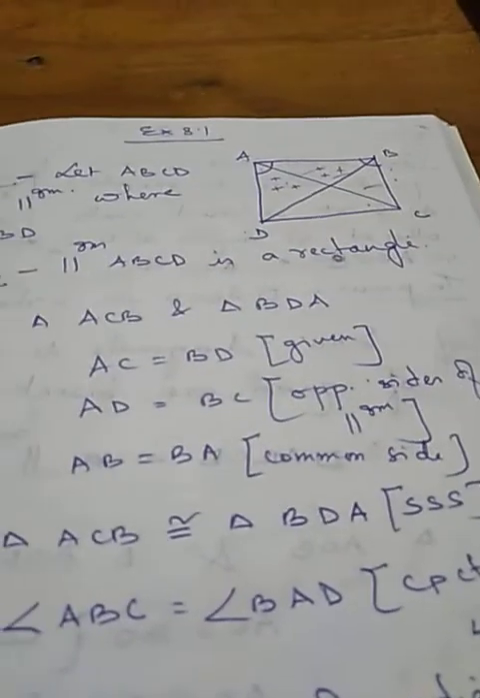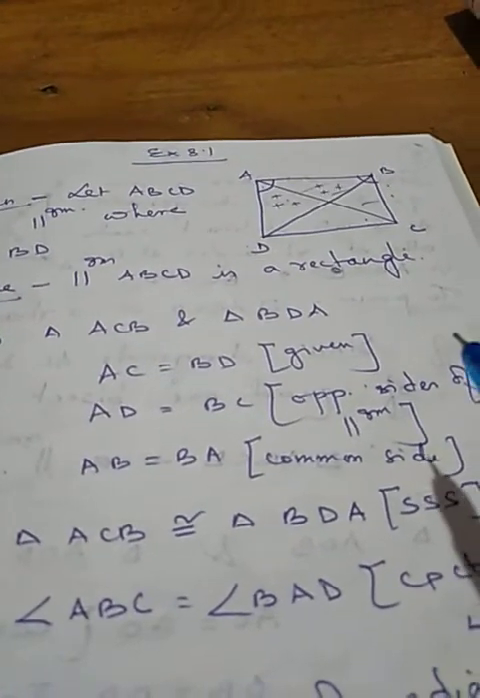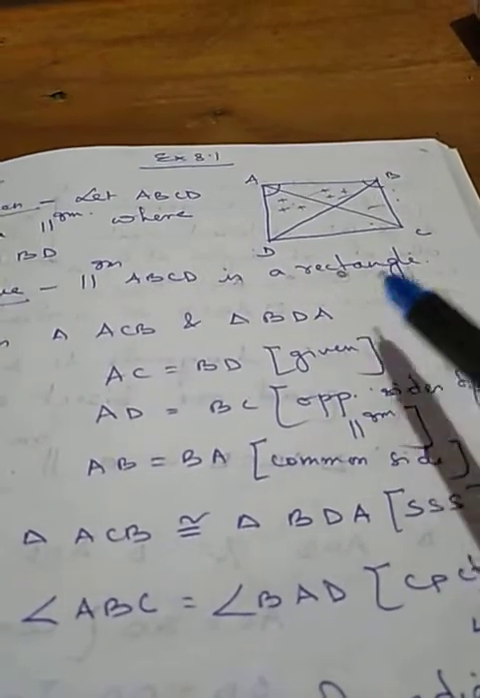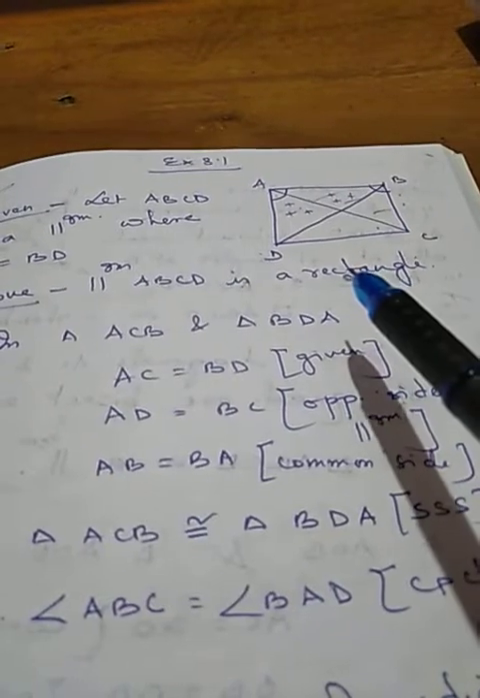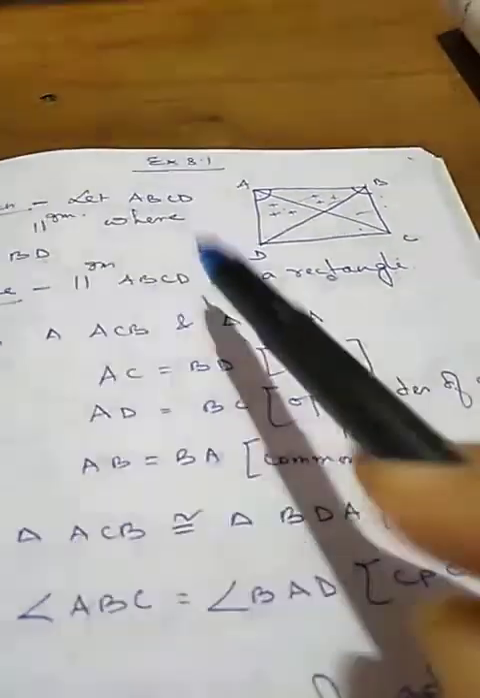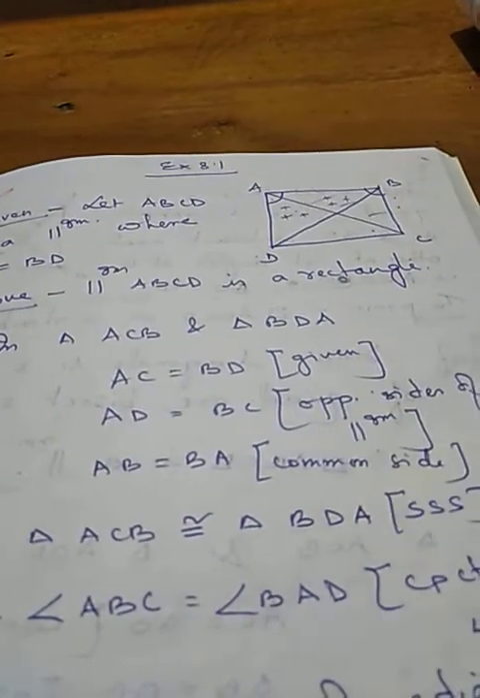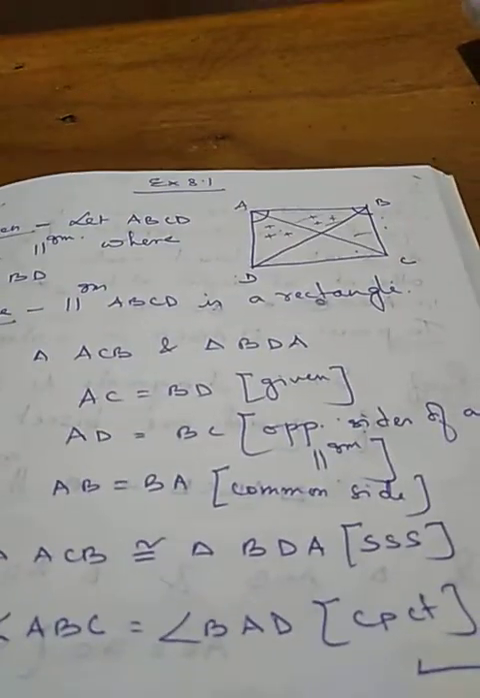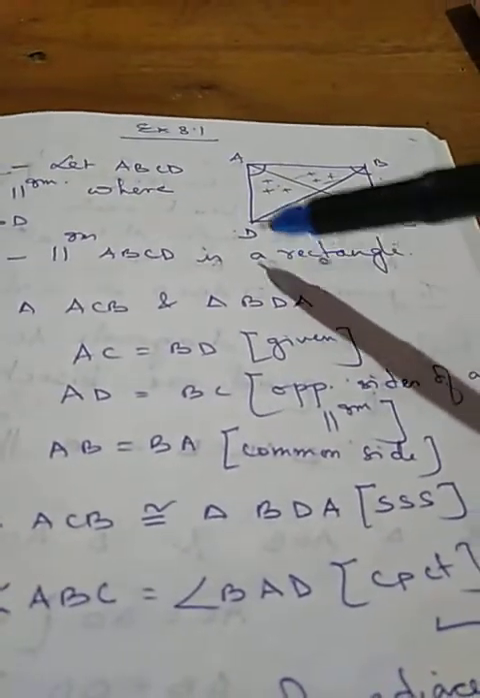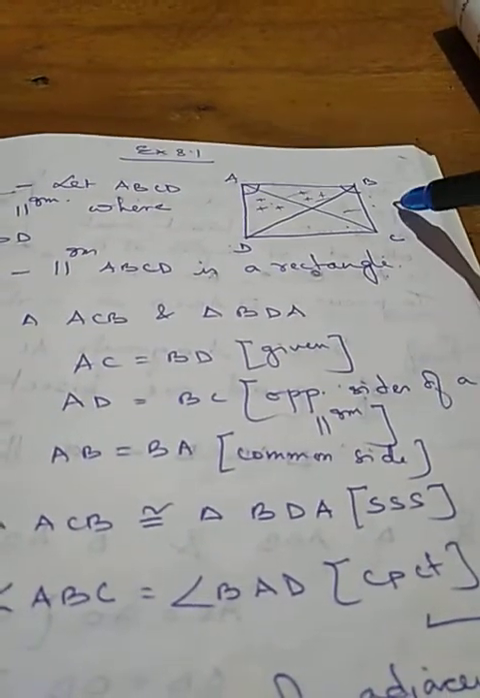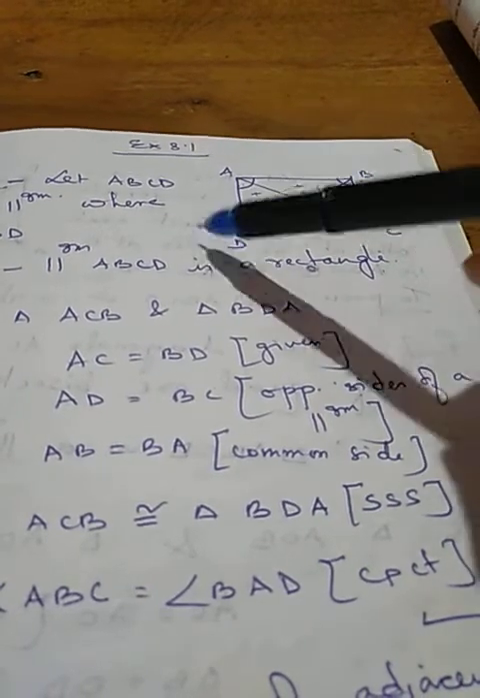Now, I have already discussed the unique properties of a rectangle. What is the unique property of a rectangle? That the diagonals are equal and each angle equals 90 degrees. As one property has already been given, with the help of another property we are going to prove that it is a rectangle. That property is that each angle equals 90 degrees. So we have taken two triangles: one is ACB, another is BDC.